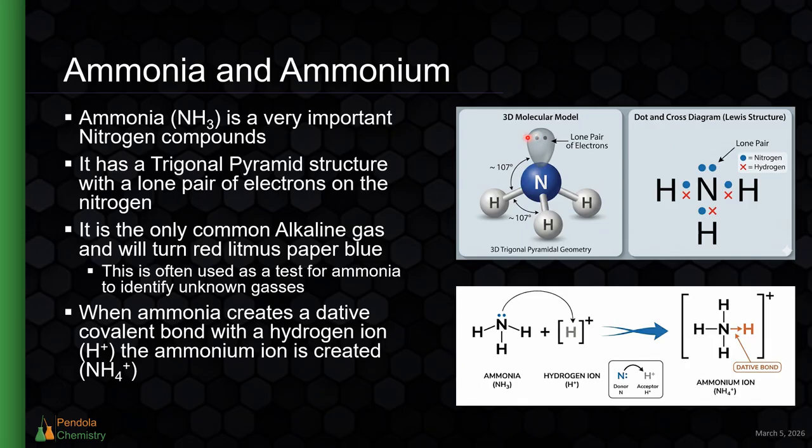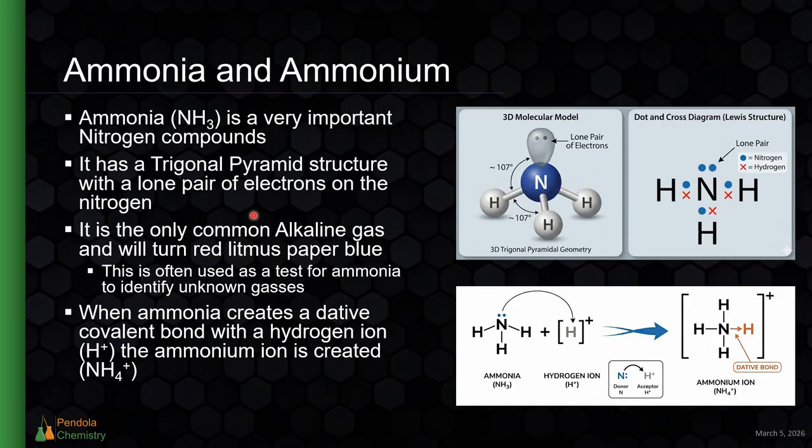It's very common in industry. It is a very common chemical in everything from household cleaning products to chemical reactions in industry to create other chemicals. Its dot and cross structure looks like this, where all of the nitrogen-hydrogen bonds are just regular covalent bonds with one electron from each element, and the lone pair comes from the nitrogen itself.